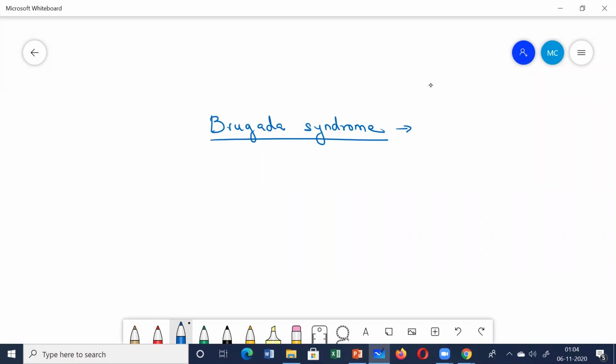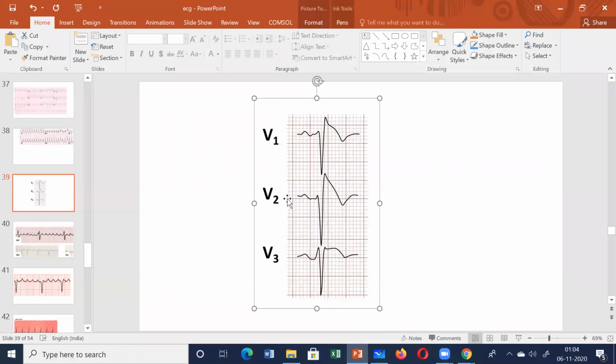So today our topic is on the Brugada syndrome. What do you understand by the Brugada syndrome? Brugada syndrome is usually genetically transmitted. It is an autosomal dominant syndrome. I'll just show you one ECG of Brugada syndrome before going into the details.